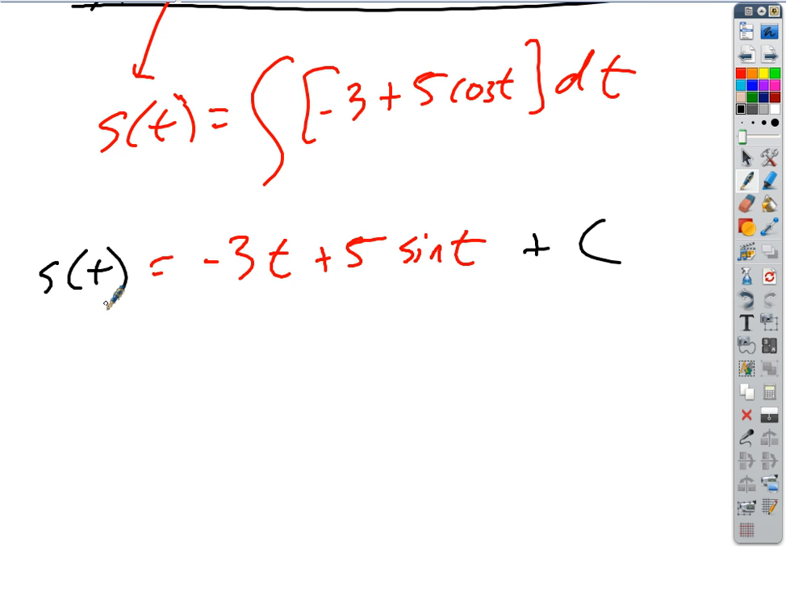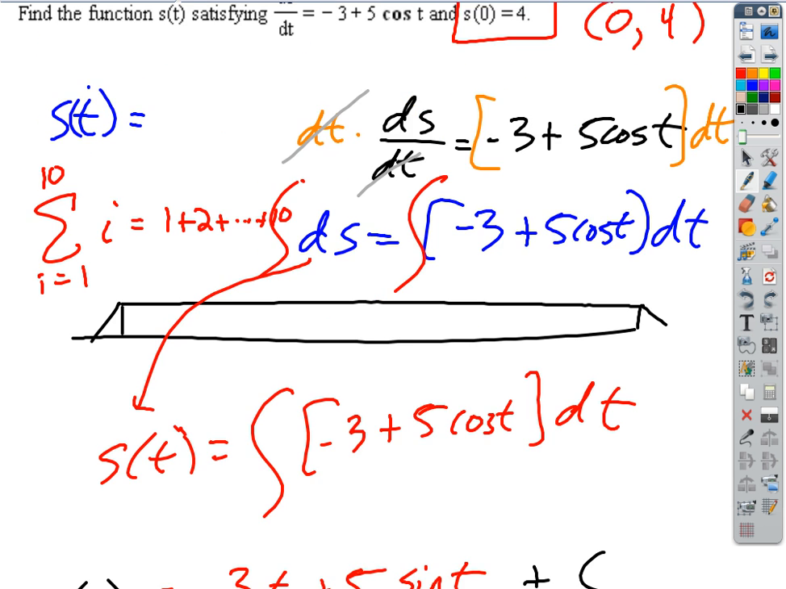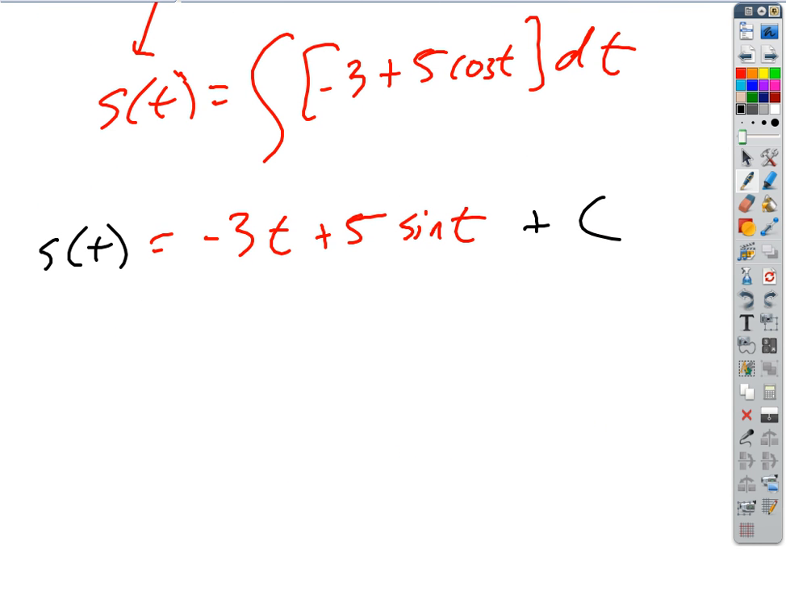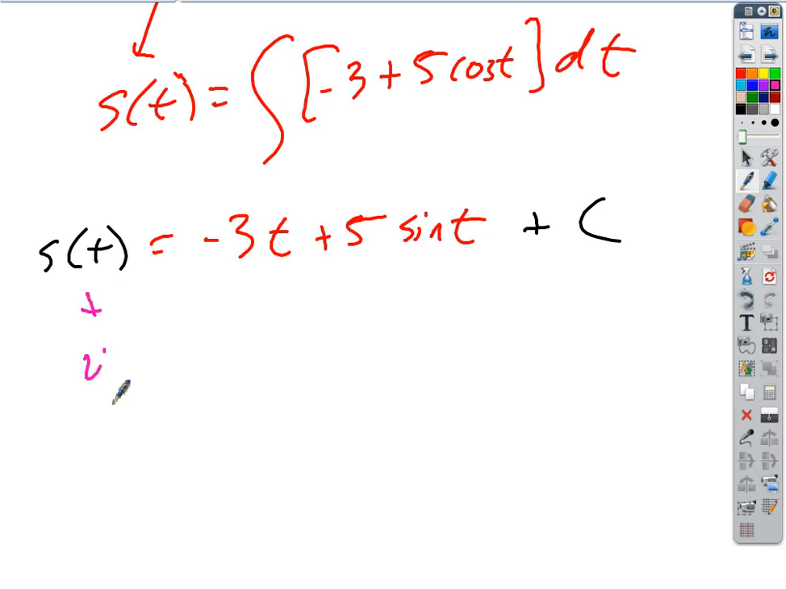But this time, we're not looking for a general solution. We're looking for a particular solution, right? So we want to use the point that we're given, which is 0, 4. When t is 0, s is 4, right? And see what we get. So this becomes 4.